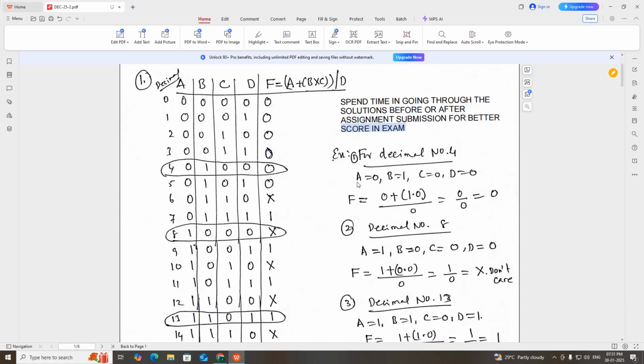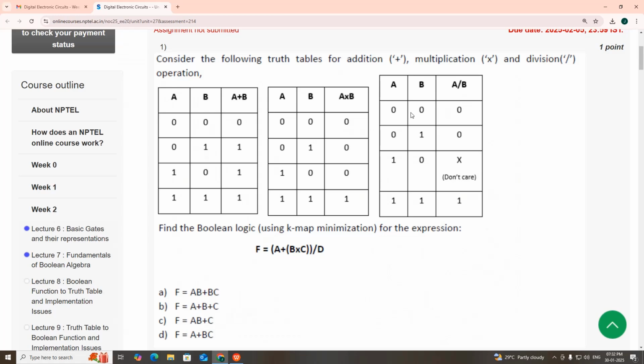So a is equal to 0, b equal to 1, c equal to 0, d equal to 0. According to this equation, a is equal to 0 here, b is equal to 1 here, c is equal to 0 here, and it is divided by d, which is equal to 0. So what we will get is 1 multiplied by 0, 1 dot 0 is 0, 0 plus 0 is 0. So the numerator is 0, the denominator is 0, and 0 by 0 is 0.